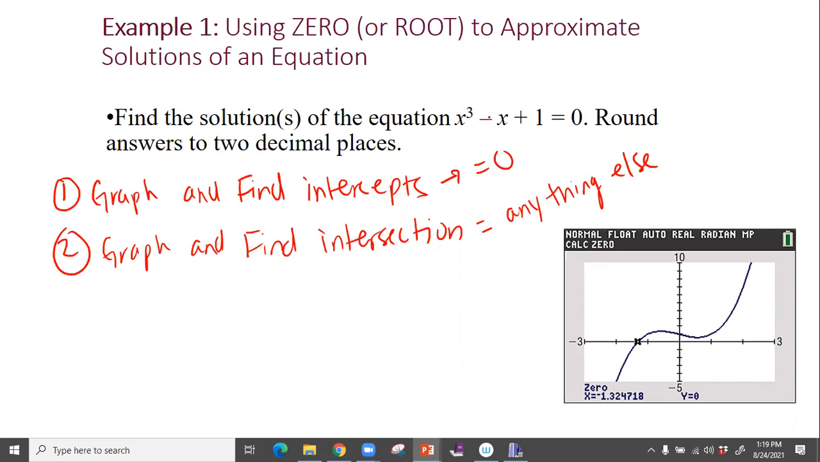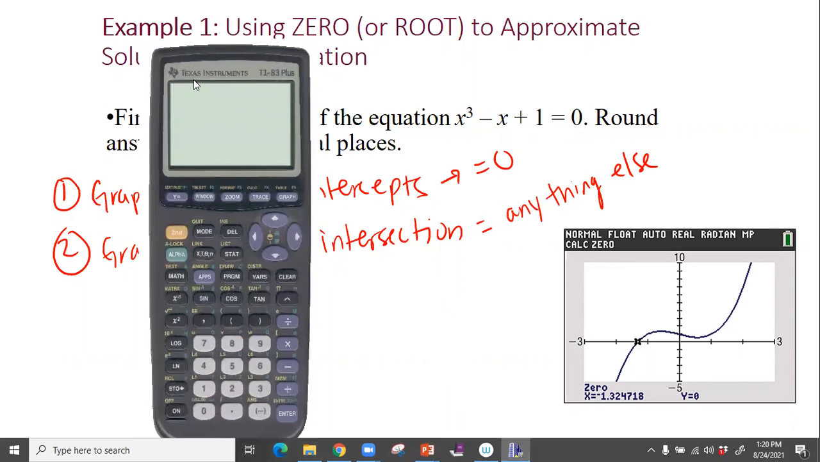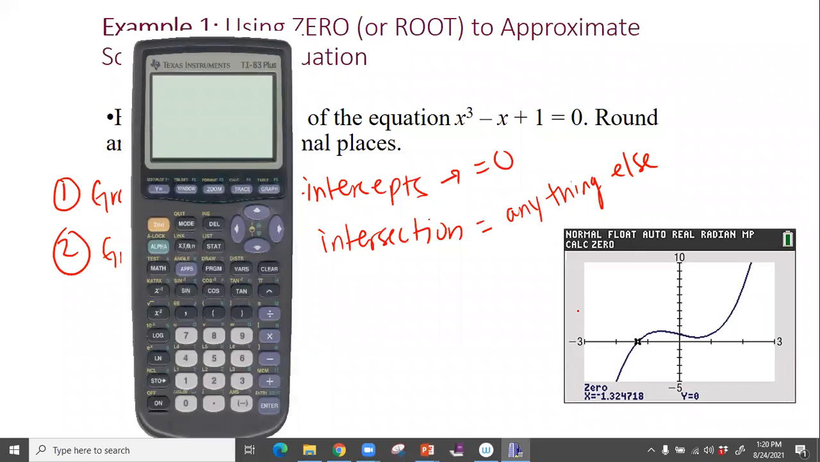So this one is x cubed minus x plus 1 equals 0, right? So that means we can just look for our x-intercepts. I meant to put x, my bad. Our x-intercepts. So I'm going to grab my calculator and turn it on.